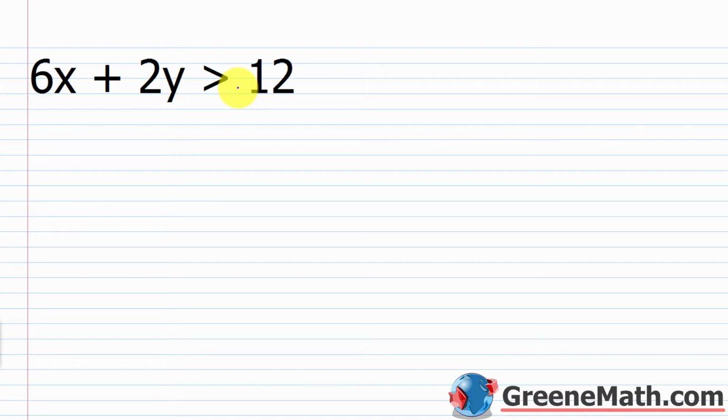Pretty much everything we're going to do in this problem is going to carry forward into solving a nonlinear inequality. And then also, the same concepts are going to be used when we solve a system of nonlinear inequalities. If we have a problem like 6x + 2y > 12, what's the first thing we want to do? We want to find the boundary. And in this case, it's going to be a boundary line.